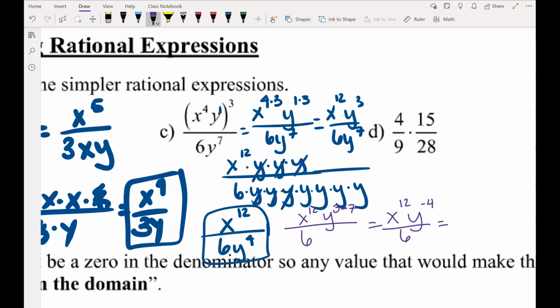But we can't have negative exponents on the top or the bottom. So because currently y has a negative 4 on the top, we would move it to the bottom to make that positive. So either way, you can go either route, okay?